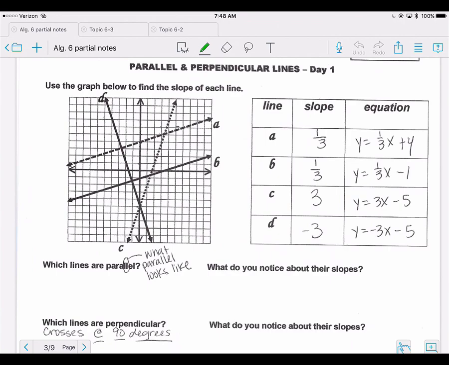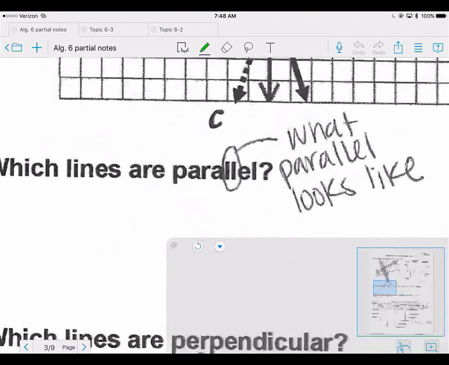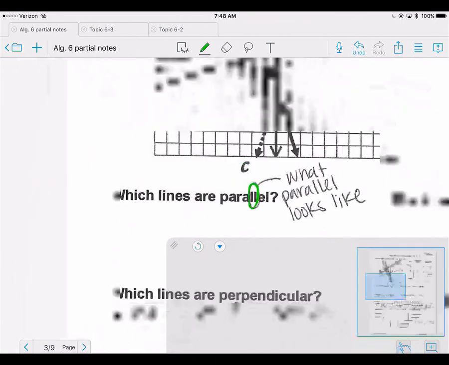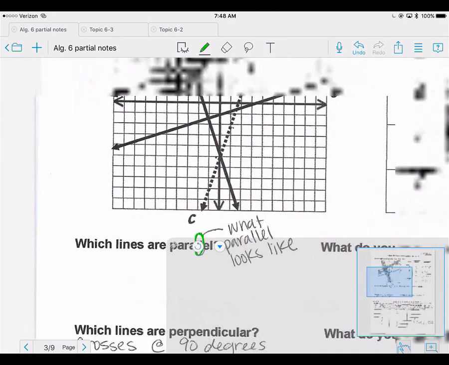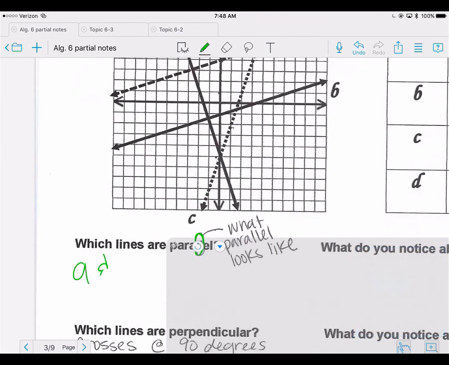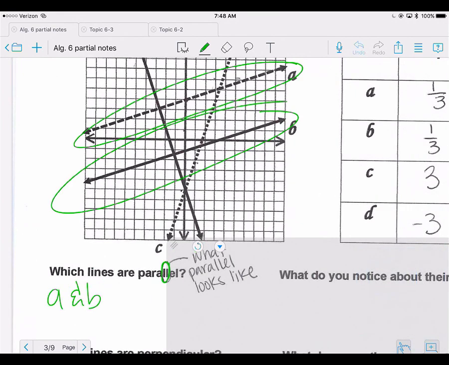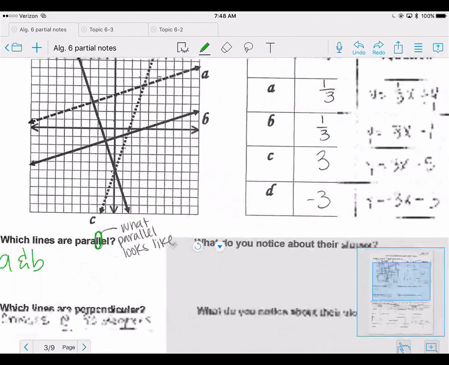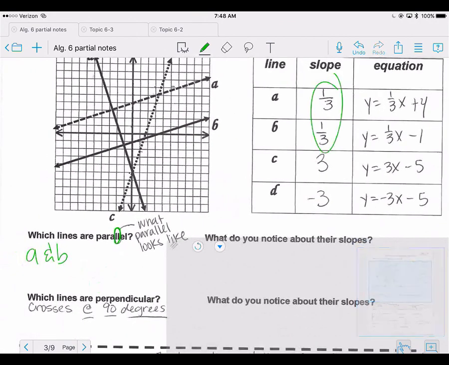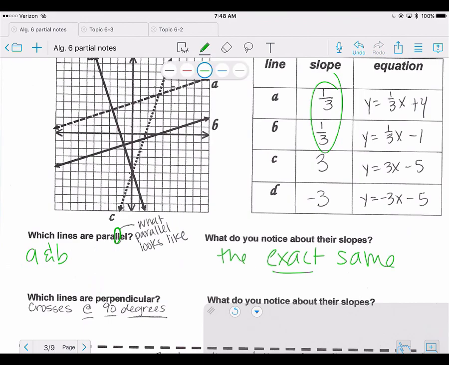The first thing they ask us is which lines are parallel, and we have a friendly reminder that parallel looks like two L's that never ever ever cross. So the two lines that look parallel are A and B. These two right here look parallel. They look like train tracks. If a train was going here and here, those trains would never run into each other. And what do we notice about their slopes? Well, their slopes are the same. And I'm going to put that they are the exact same because that does make a difference.